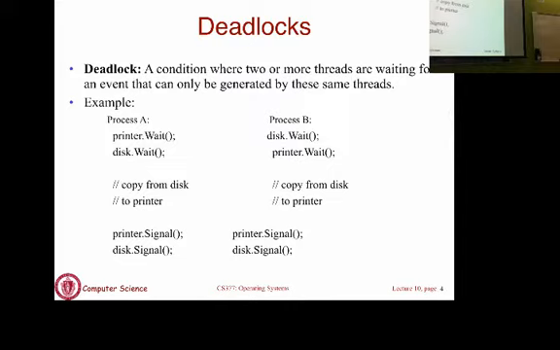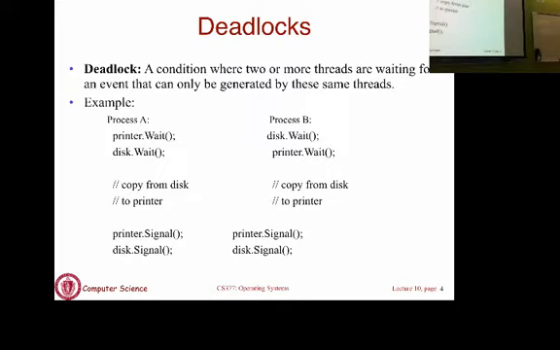Process A tries to get the printer lock first and then the disk lock. And process B gets the disk lock first and then the printer lock. They just try to acquire the same locks but in two different orders. Now if you look at this code carefully, you will see that there are many scenarios where something bad may happen. And here is an example.